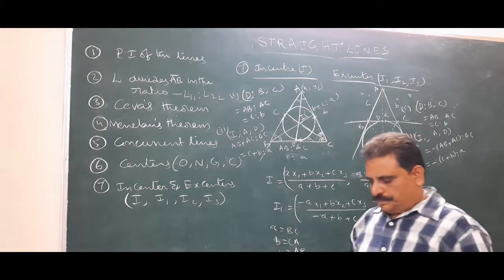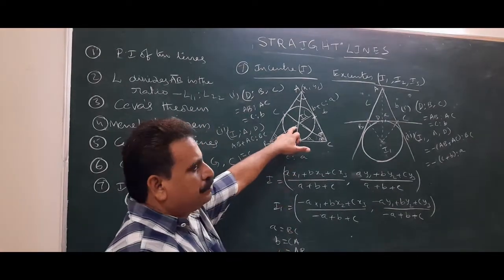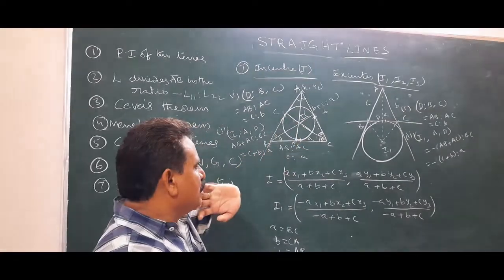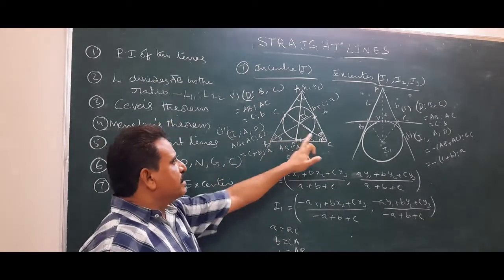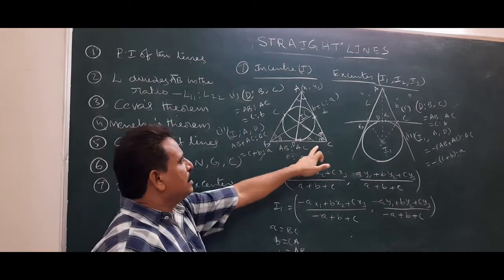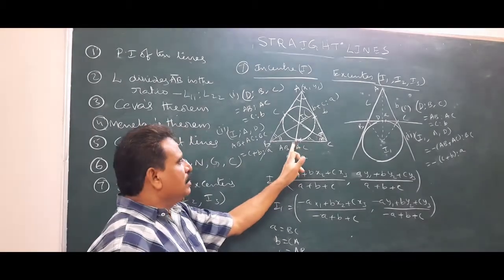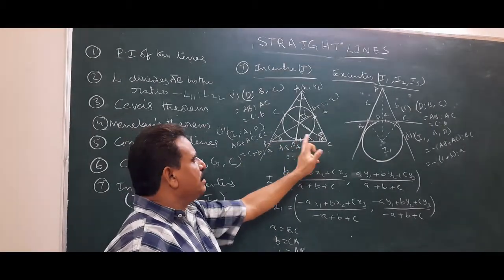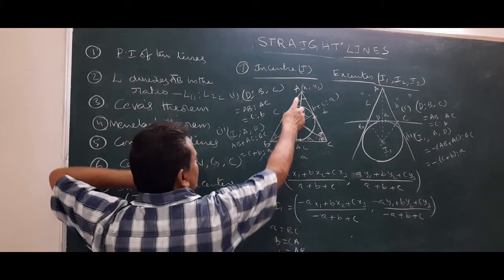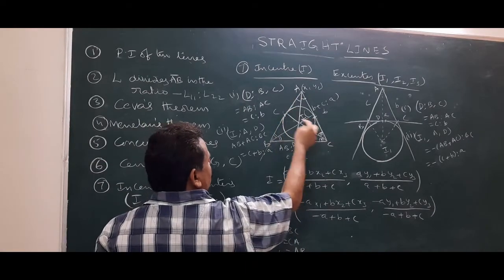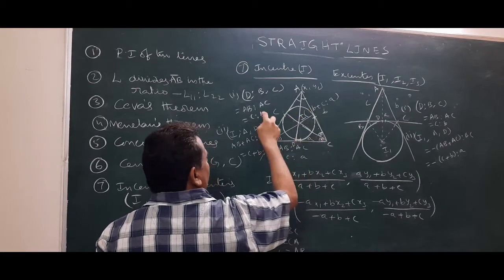Now, some sub-points on the incenter and excenters. Incenter I, very good, important point here. Listen carefully. D divides BC in the ratio AB is to AC, where AD is the internal angular bisector. AB is c, the length opposite to the vertex C, and AC is b, opposite to the vertex B. So the ratio is c is to b.